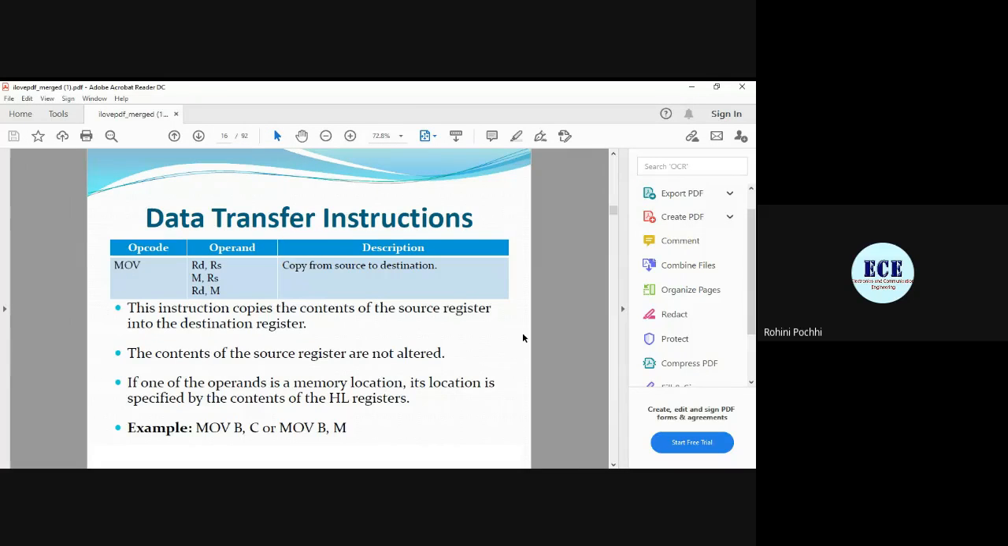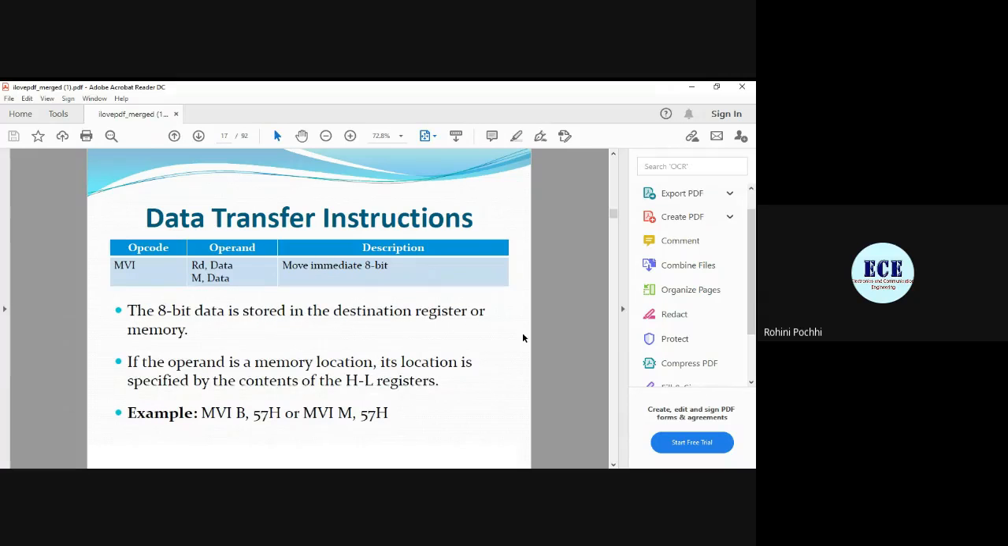It will not alter any kind of data while copying from source to destination. If one of the operands is a memory location, its location is specified by the content of the HL register. Like example, MOV B comma C or MOV B comma M. In example MOV B comma C, what will be the source and the destination? Here C is the source and B is the destination. Means we are copying the data which is there in C to B.